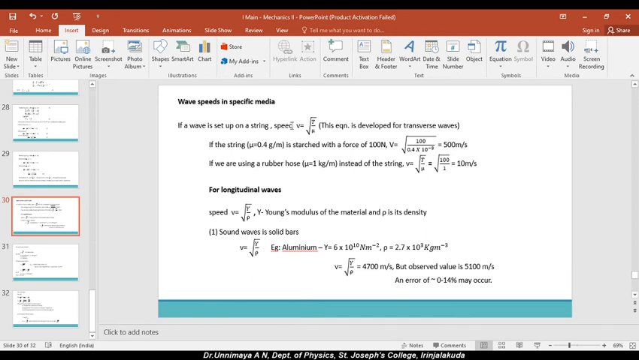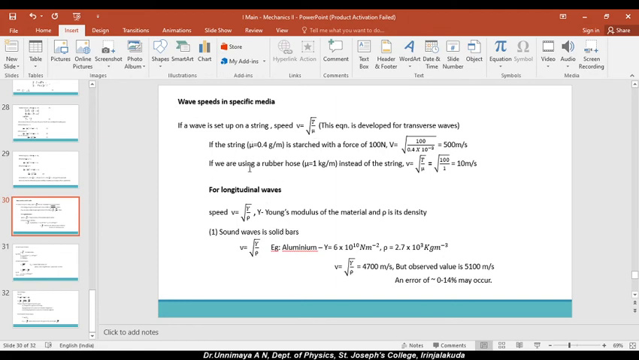This is a general expression for a wave. For a transverse wave, V is equal to root T by mu, and for a string we obtained it as 500 meter per second, and for a rubber hose its value is very less, around 10 meter per second. Which means that when we replace a string with a rubber hose, the velocity of the traveling wave very much decreases. This is the case with the transverse waves.